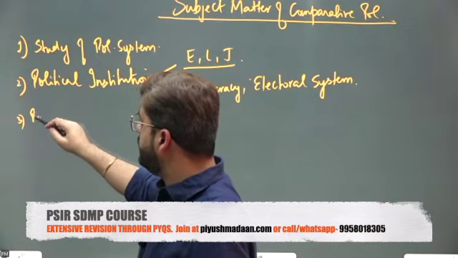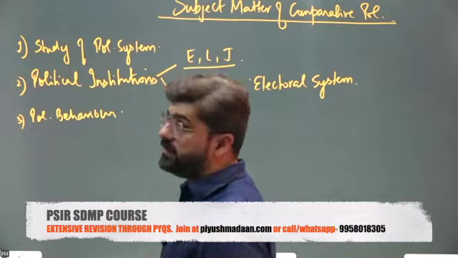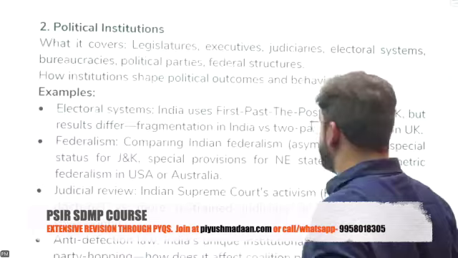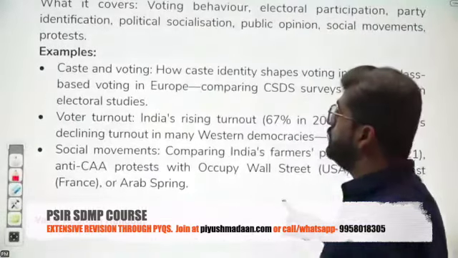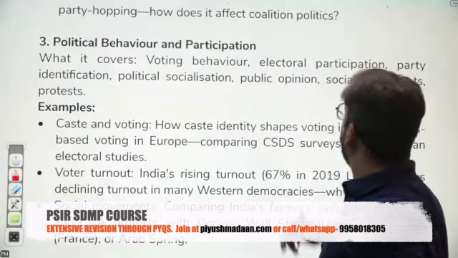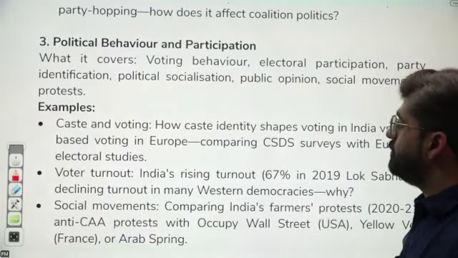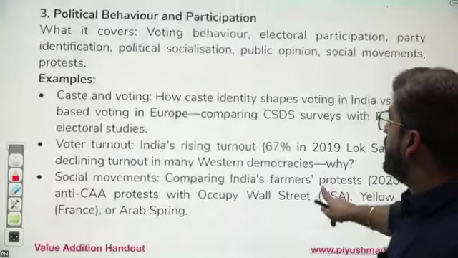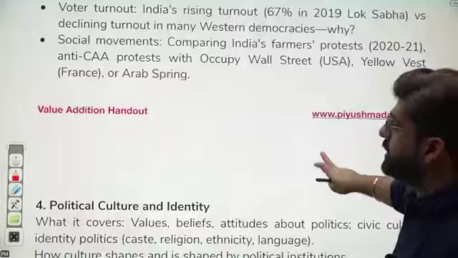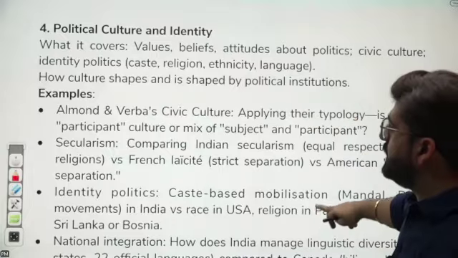Then you have political behavior, in which, if you remember, we study the psychological approach here, political behavior. We study the political culture things here. So if you see here, political behavior, voting behavior, electoral participation, political socialization, public opinion, social movements. Okay. How caste identity shapes voting in India versus how class identity shapes voting in Europe. Political culture, the value systems, beliefs. We have talked about this already.